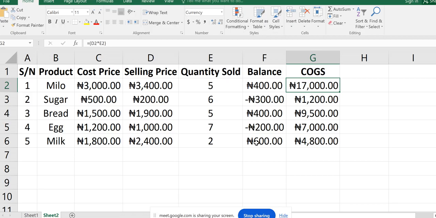We don't understand. Can you explain? That's what I'm explaining now. Cost of goods sold means the cost of the goods that was sold. To derive that, if we have a product that has five quantity, based on inventory, how do we get our cost of goods sold? We should use our cost price times the quantity sold. It gives us the cost of goods sold for that particular product.